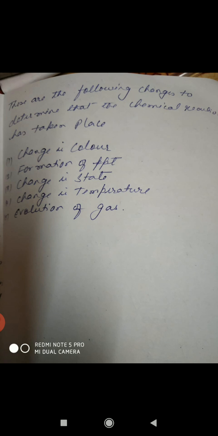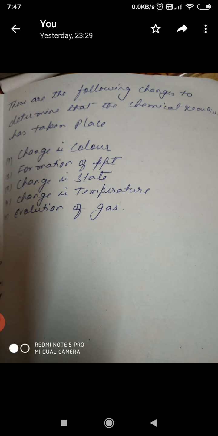First of all, it is change in color. During change of color, the initial substances we have taken will change their color. As we have seen in previous classes, when copper sulfate reacts with iron, the color of the solution changes into green. The blue color has converted into green color. Now formation of precipitate. So first of all, what is a precipitate? It is an insoluble solid. During a reaction, sometimes insoluble solid substances are found in the test tube.